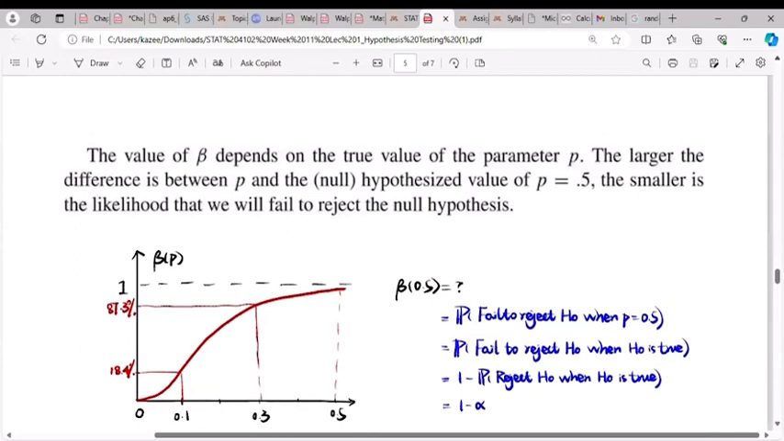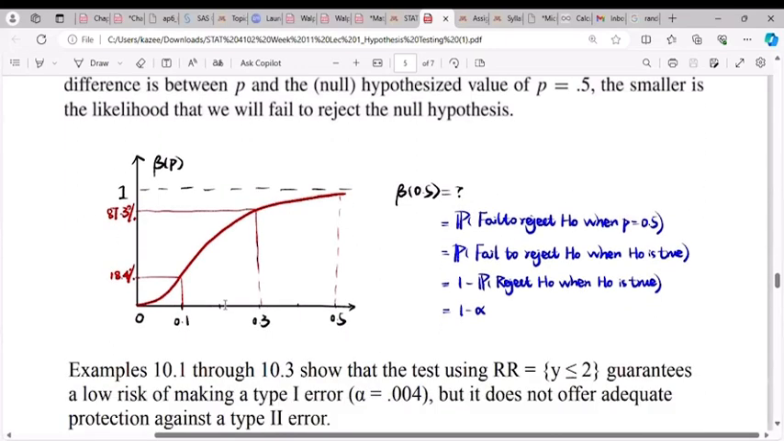The values of beta depend on the true values of the parameter. That is what it means. Because when you change the P value, the value of beta, which is the probability of type 2 error, is going to change. And that was why I said the larger the difference between P and the null hypothesis, the smaller the likelihood that it will fail to reject the null hypothesis. So that's what you see here.